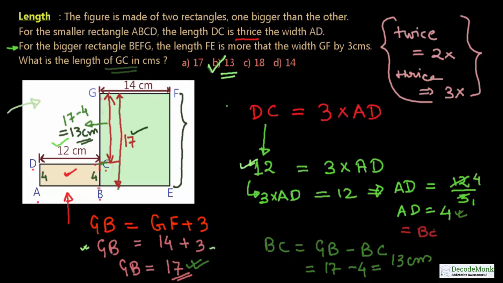And please remember that twice means multiply by 2, thrice means multiply by 3, is more by 3 centimeters means plus 3, less by 3 centimeters means minus 3, and so on. So these nomenclatures should also be understood by you very well. For such type of question you have to be very fast.